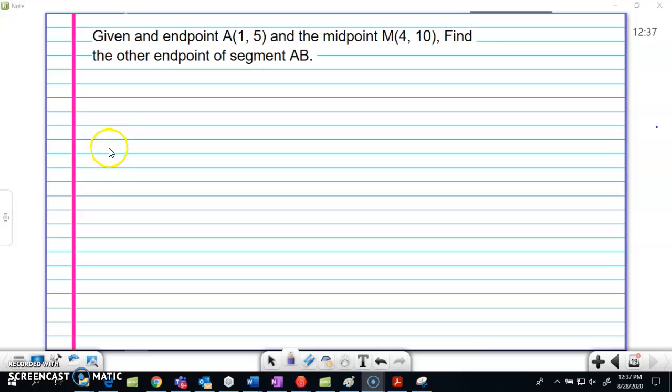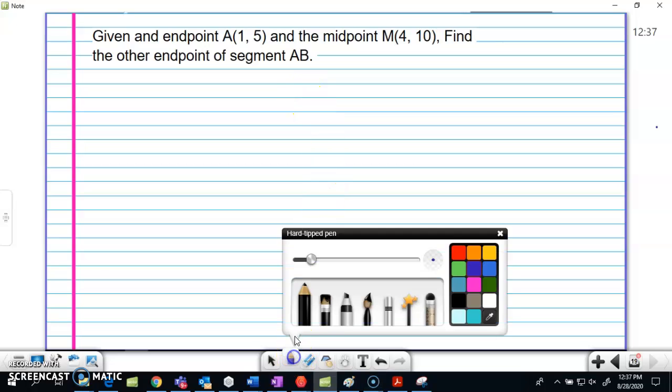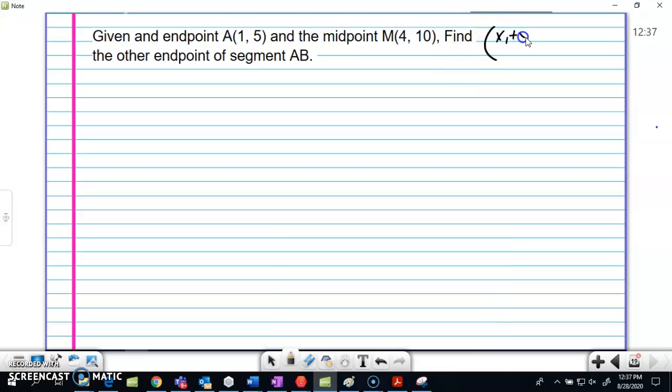So for this problem, if you're given one endpoint and the midpoint, and you're supposed to find the other endpoint, there's a couple of different ways that you can do it. The way we talked about in class was to use the formula for midpoint. So just to refresh our memories, for the midpoint formula, we take our x coordinates, add them together and divide by 2, and then take the y coordinates, add them together and divide by 2.